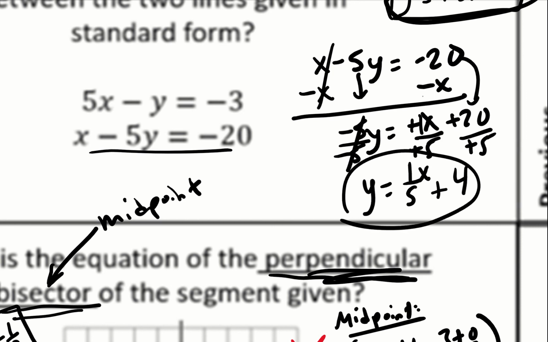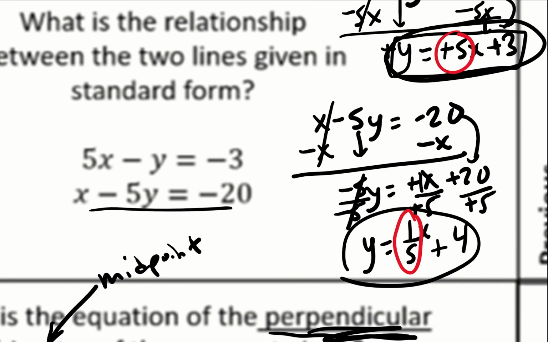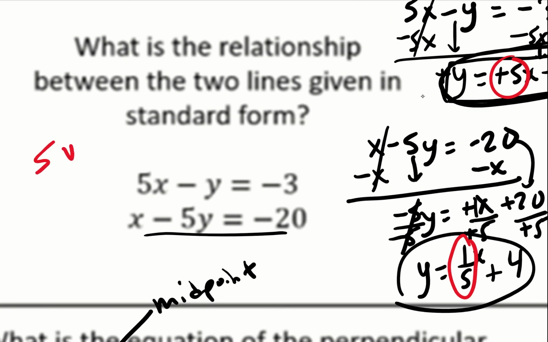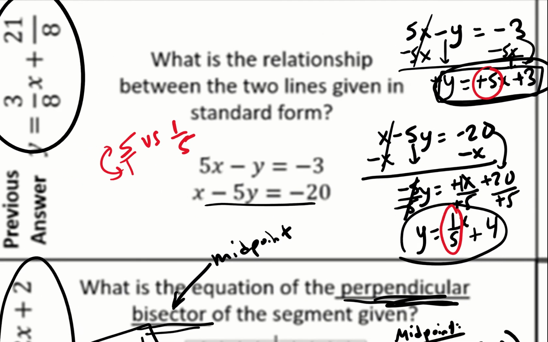So we got our two equations. We can tell that this is 1/5, this is 5. So we got a positive slope here and then another positive slope. So let's compare those. 5 versus 1/5. So 5 is definitely the flipped version of 1/5 because if I flip 5 over 1, I get 1 over 5. However, they're not opposite signs. So one is positive and the other one is also positive. So these are not perpendicular.